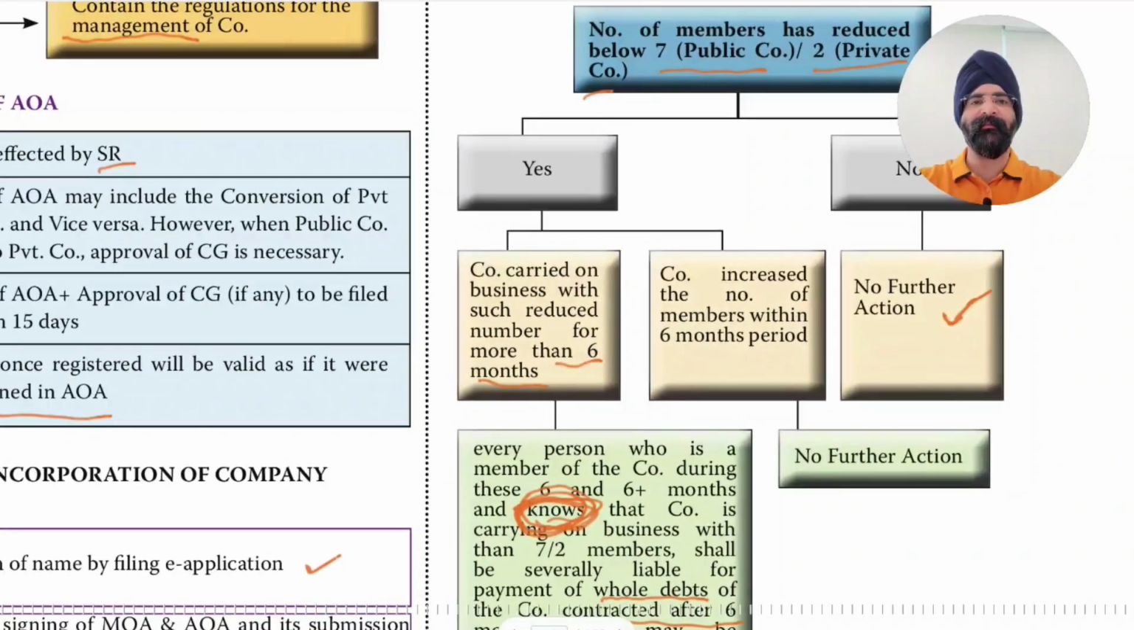Second case is that the number has fallen below the requirement. Yes, this has triggered. However, if the company increased the number of members within 6 months, to 7 or 2 as applicable, then no further action. However, if this is not done, then all the present members who are aware will personally become liable for all the debts, the whole of the debts of the company.